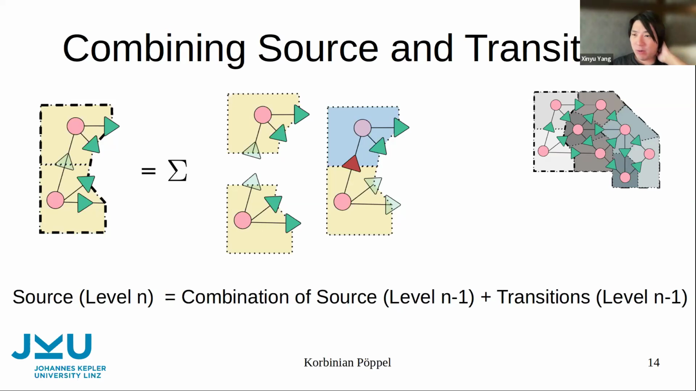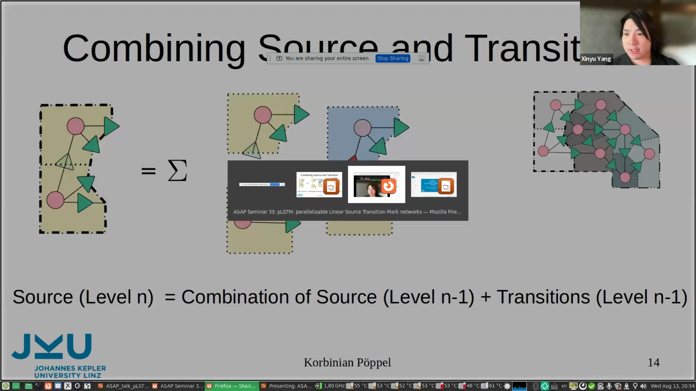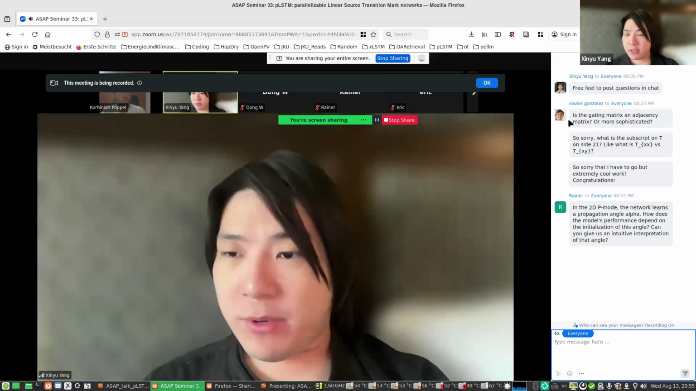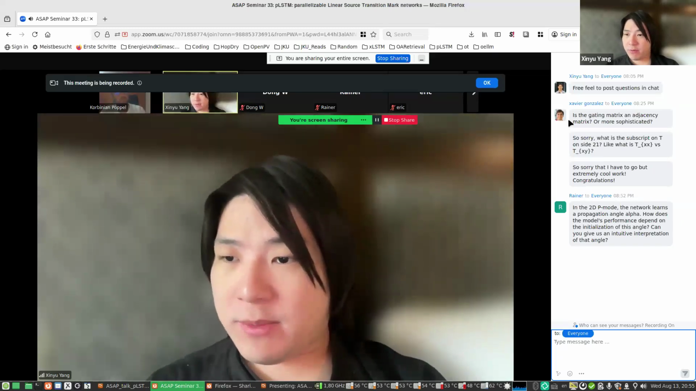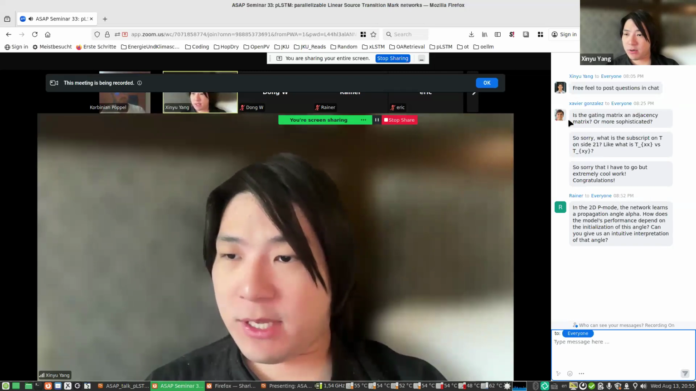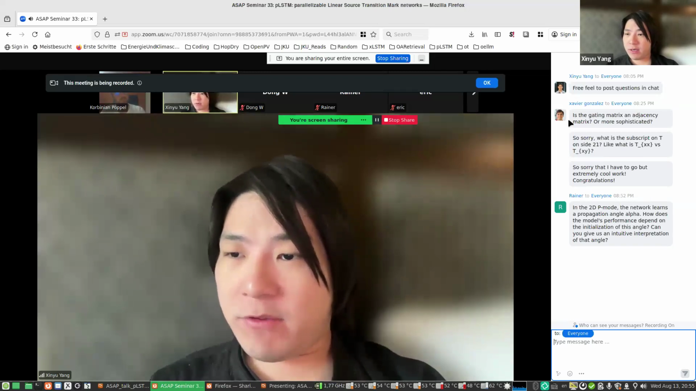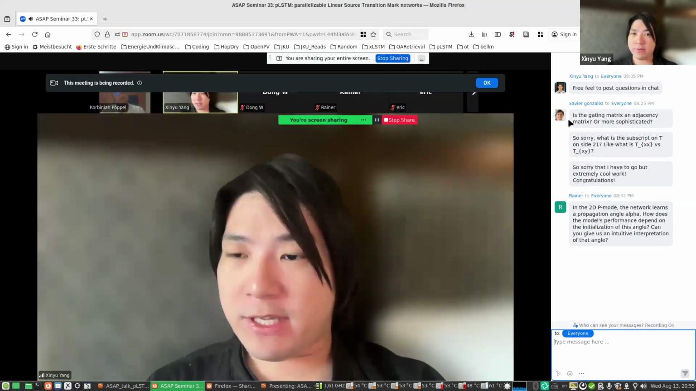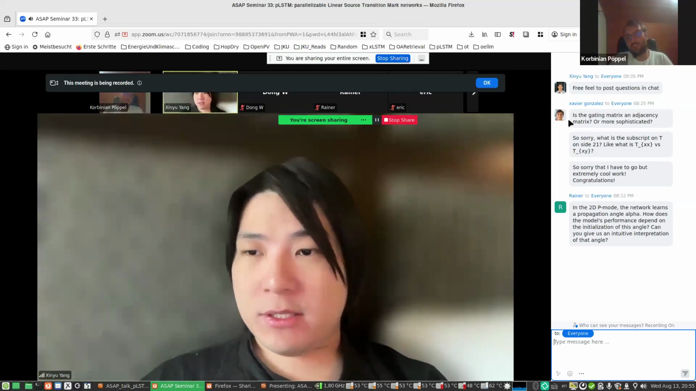And I think there's one more question in the chat that mentions that in the 2D P mode, the network length propagation angle alpha: how does the model's performance depend on the initialization of this angle? Can you give an intuitive interpretation of that angle? Yeah, that's a very good question.